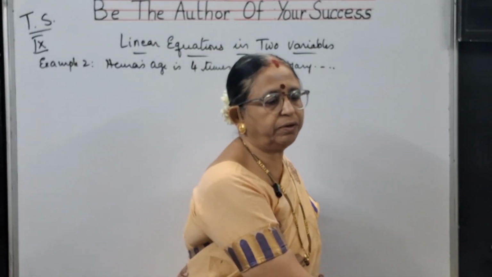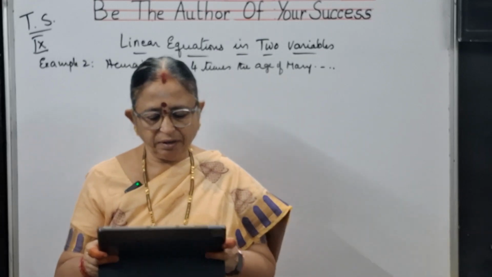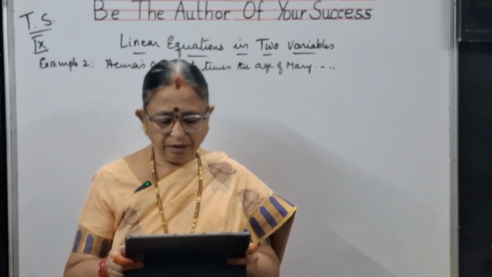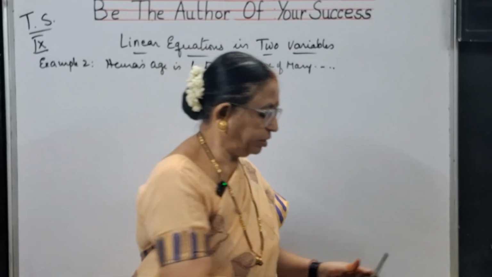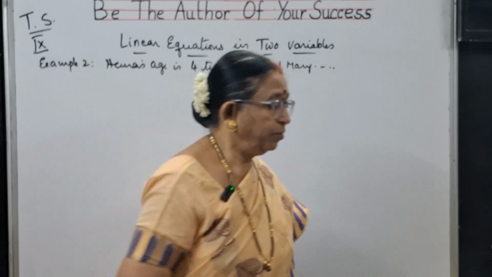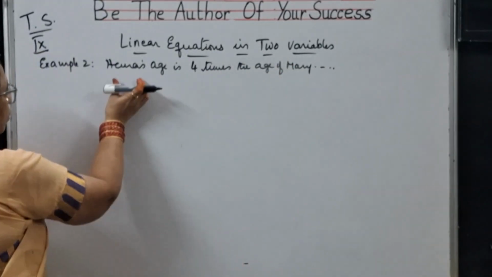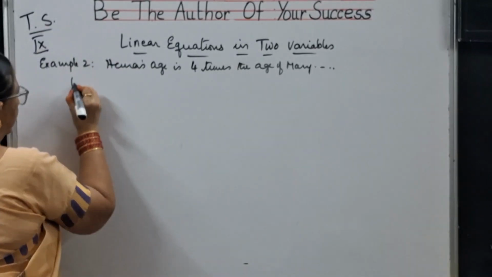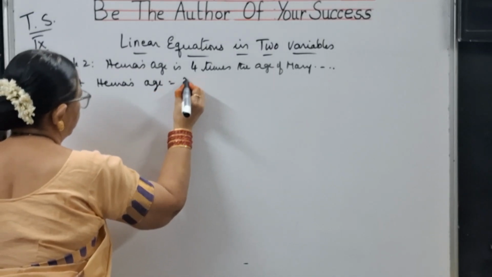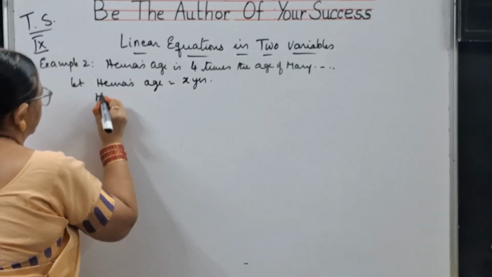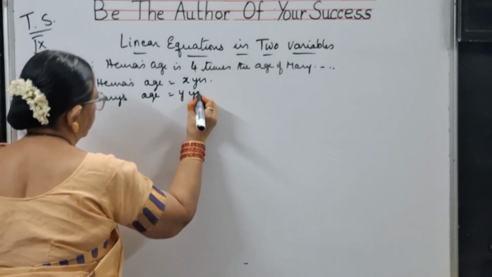Next one, children. Example 2. Hema's age is 4 times the age of Mary. Write the linear equation in two variables to represent this information. So let us understand the problem. What is given? Hema's age is 4 times the age of Mary. So you have got Hema and Mary. Let Hema's age be x years and Mary's age be y years.